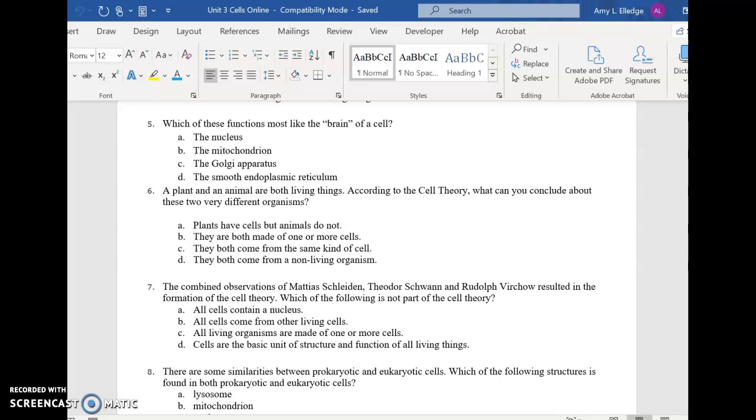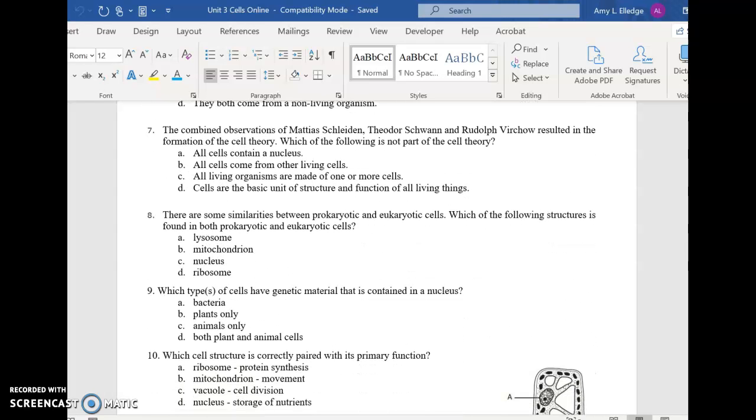Number 6, a plant and an animal are both living things. According to the cell theory, what can you conclude about these two very different organisms? A, plants have cells, but animals do not. That'd be a problem. B, they are both made of one or more cells. Yeah, that's probably pretty true. C, they both come from the same kind of cell. No, hopefully you know there's plant cells and there's animal cells. D, they both come from non-living organisms. Definitely not. So you should have picked B, they are both made of one or more cells, because all living things are made of one or more cells.